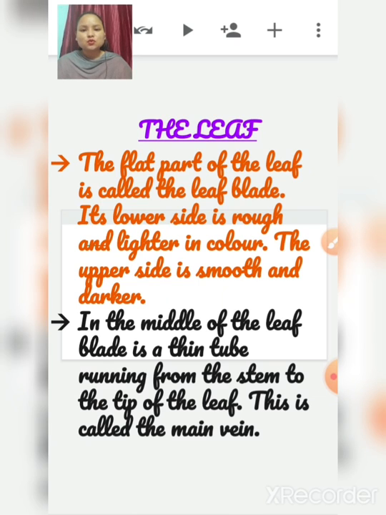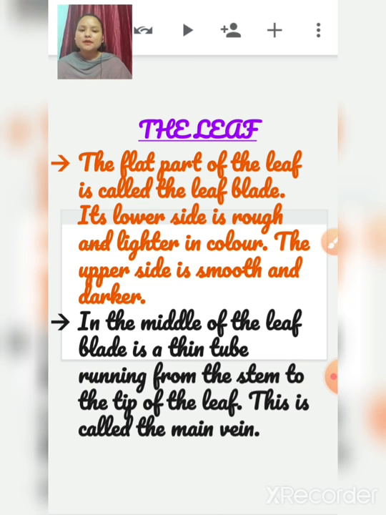Okay, so first, what is a leaf? A leaf is a flat part. You all have seen leaves, right children? Different plants, different trees have different kinds of leaves, different shapes of leaves. So the flat part of the leaf is called the leaf blade, and its lower side is rough and lighter in color, and the upper side is smooth and darker.